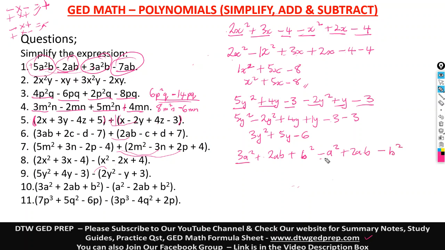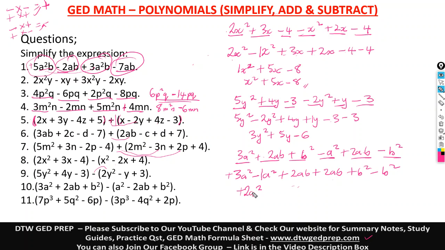So we group like terms. So we have 3a squared minus a squared. This and this, that's positive 2ab, positive 2ab, and this, that's positive b squared, negative b squared. So here, there's an invisible 1, so that's 3a squared minus a squared. That gives us what? A 2a squared. This is a bigger number, it's positive. You have to subtract, and the sign will be positive, okay? That's why I'm not putting a positive here.